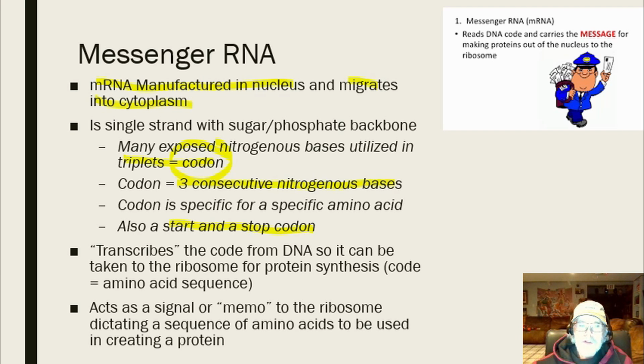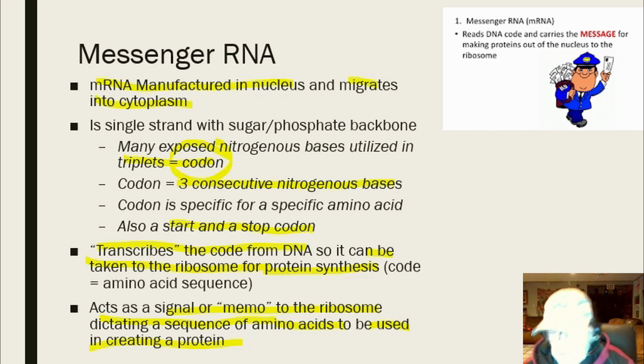Okay, so what it does is it transcribes the code from DNA, so it can be taken to the ribosome and the ribosomal RNA for protein synthesis. It's the code for the amino acid sequence. So it sort of acts like a memo, a signal or a memo to the ribosome that dictates the sequence of amino acids used in creating a protein. So where is the code for making that protein? Well, the DNA. Okay, we all know that. That's a piece of cake.